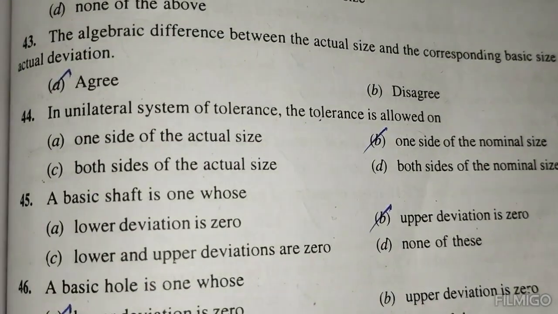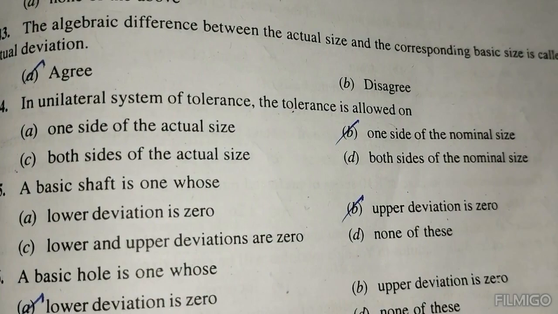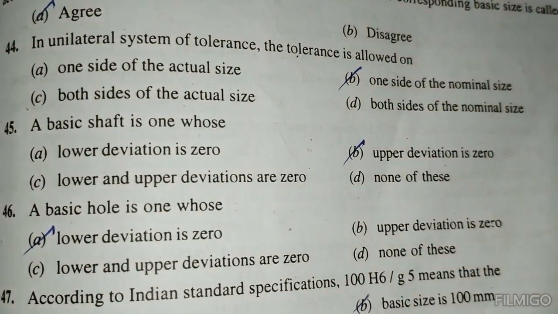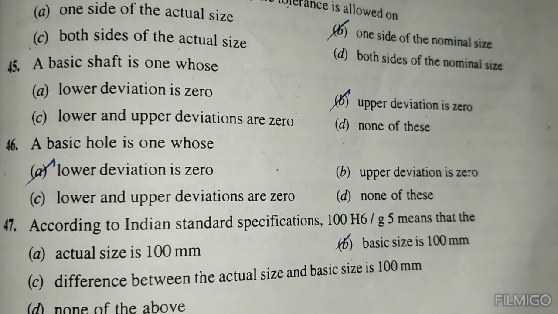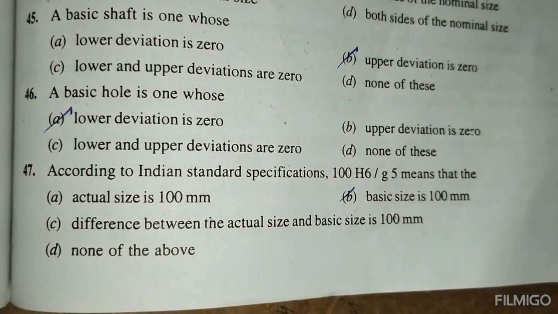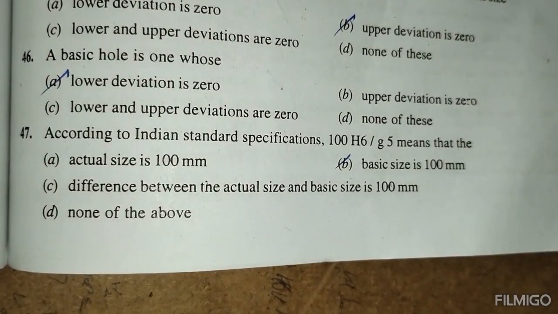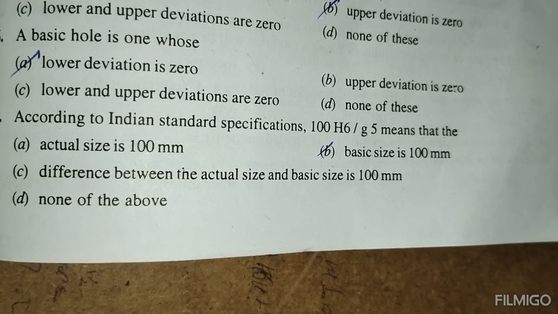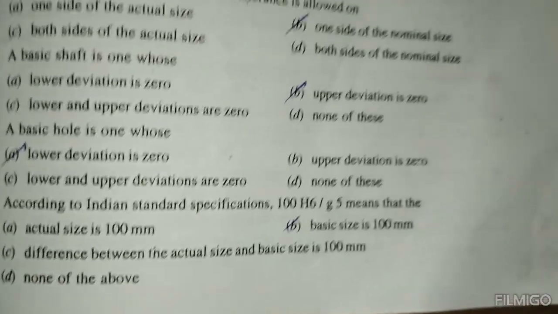In unilateral system of tolerance, the tolerance is allowed on one side of nominal size. A basic shaft is one whose upper deviation is 0. A basic hole is one whose lower deviation is 0. For shaft it is the upper deviation, for hole it is the lower deviation. According to Indian standard specification, 100 H6/g5 means that the basic size is 100 mm.